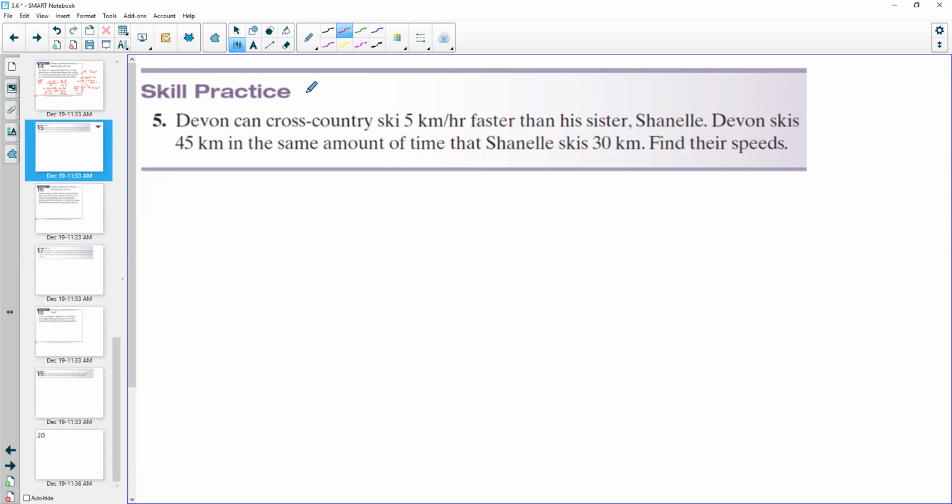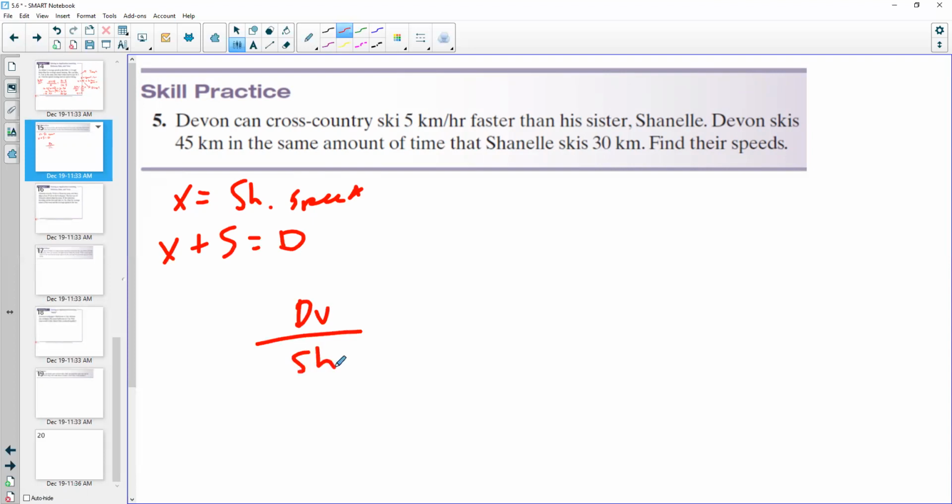So take a minute. I'm going to do the defining and setting up. You do the rest. So I'm going to define x as Chanel's speed, which means Devin's speed is x plus 5, right? So now let's see. I can do Devin over Chanel. So he is x plus 5, and he goes 45 kilometers.